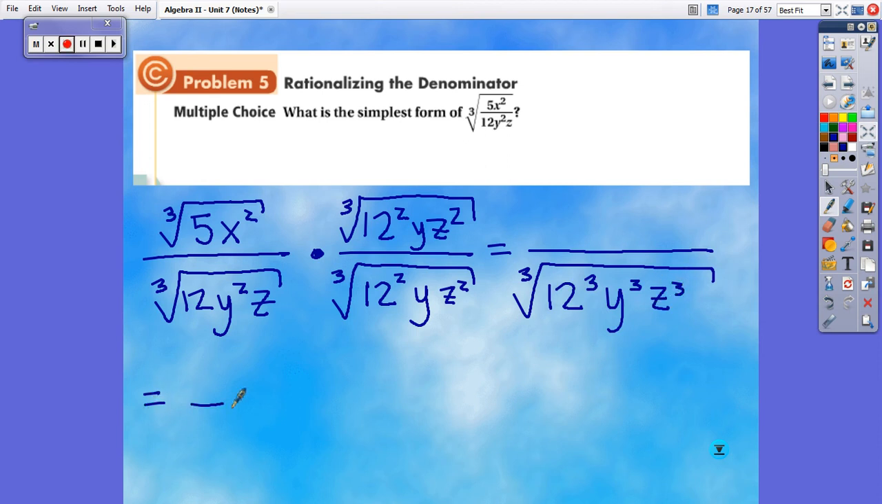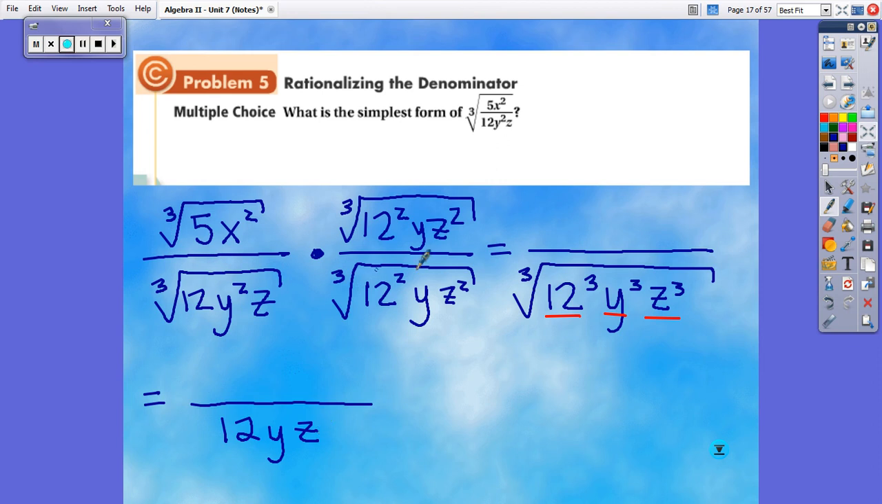So now I'm still working with just the denominator. I can pull each of these out. 12 out, a y out, and a z out, because I have 3 of them under a cubed root. So that's what I'm going to do. 12, a y, and a z. And I don't have to worry about a radical expression at all.